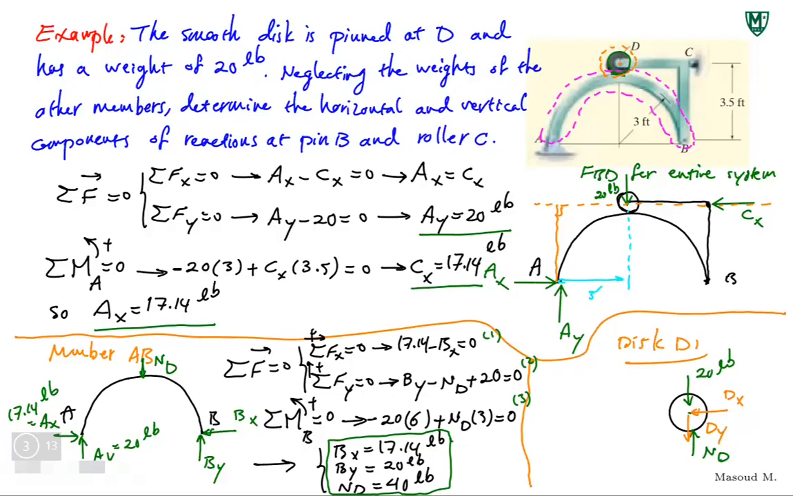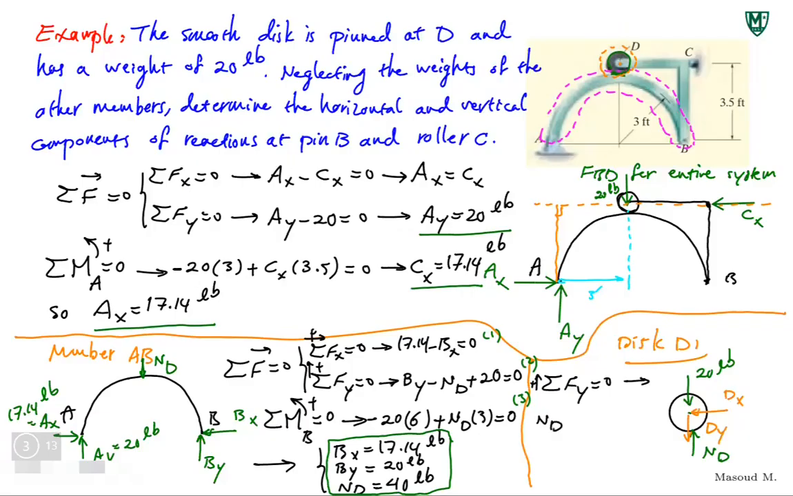But if we want to go further, now we can actually find even dy and dx on disk D, right? Because we know bx, by, and nd. If we go to disk D right there, try to keep everything on the same page. So summation of forces in y direction is 0 in this case. Upward is positive. I'm doing that for the free body diagram for disk D. nd is positive, so upward.